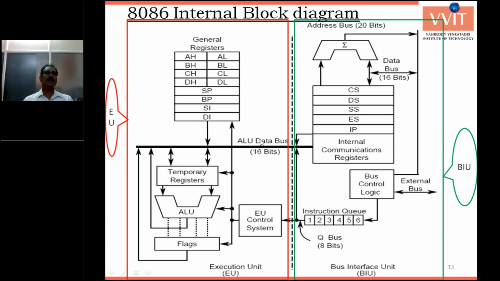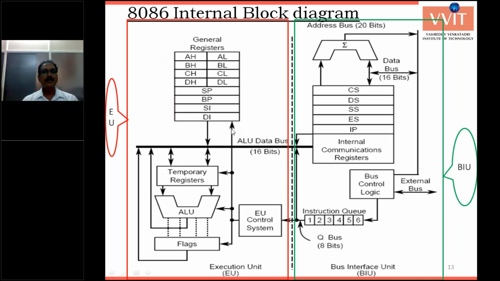The execute unit's function is decoding the statement fetched by the bus interfacing unit, generating the control signals, and processing it with the arithmetic and logical unit, then returning the result to the bus interfacing unit.